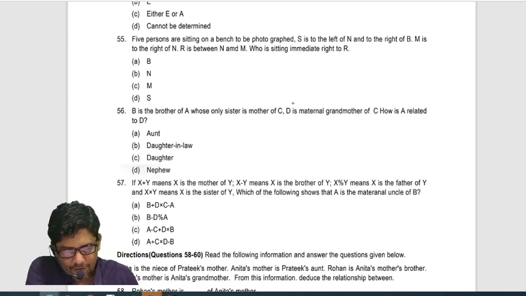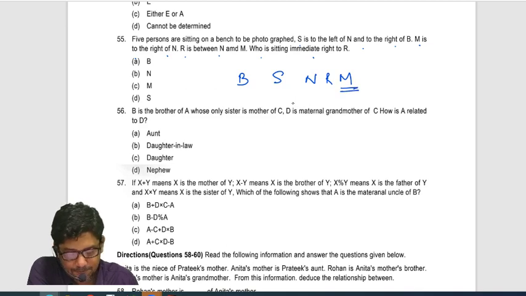Okay. 5 persons are sitting on a bench to photograph. S is to the left of N and to the right of B. M is to the right of N. Okay. R is between M and N. Who is sitting immediate right of R?